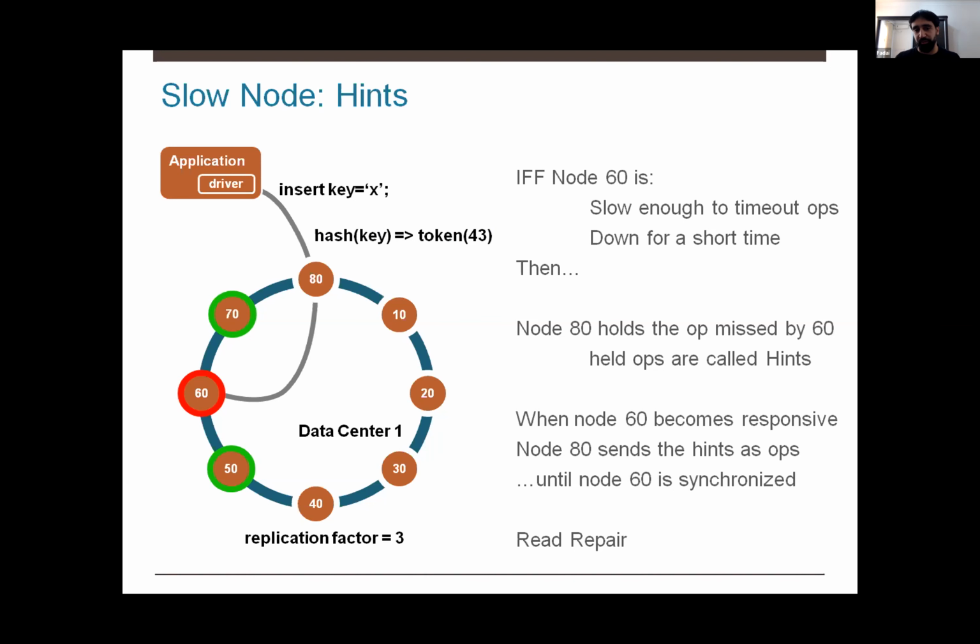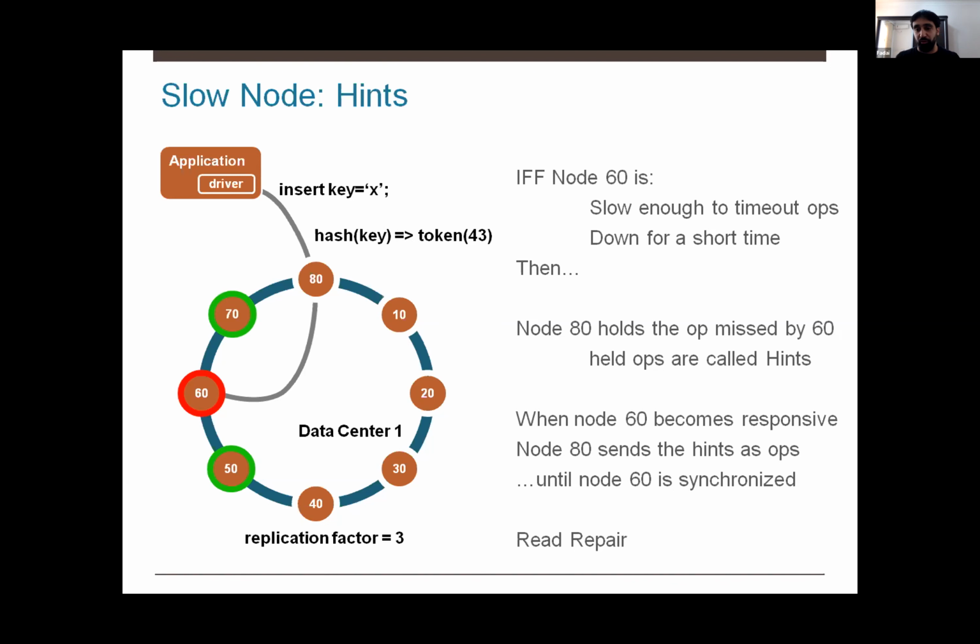So let's take a look at this example one more time. We're inserting key X, we hash it, it goes to 43, and we say consistency level is 3, for example. That means that this write must occur to nodes number 50, 60, and 70. Now, if, for example, 60 is down, but the consistency level is 3, that means 3 writes must occur. So in that case, the coordinator node, which is 80, will hold that data that it couldn't send to 60 because it was down. It will hold it with itself, which is called a hint.